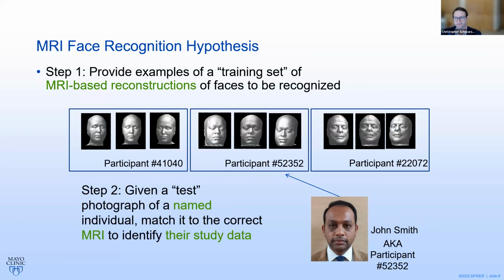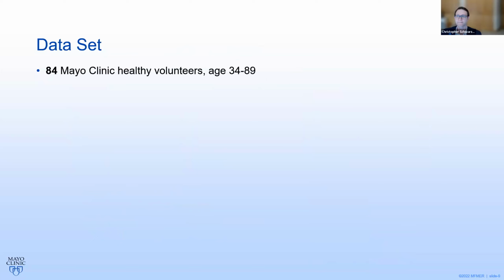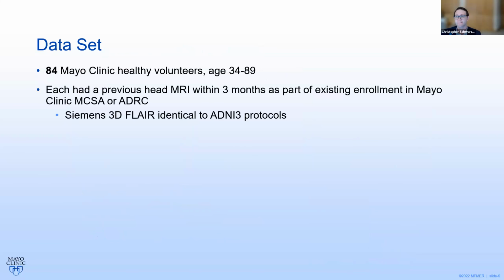thereby re-identifying that person in a data set. Our original data set, we had 84 people from the Mayo study of aging between ages 34 and 89. Each had a previous head MRI within 3 months as part of their existing enrollment in the Mayo study of aging, or ADRC. And these were Siemens 3D FLAIR scans.